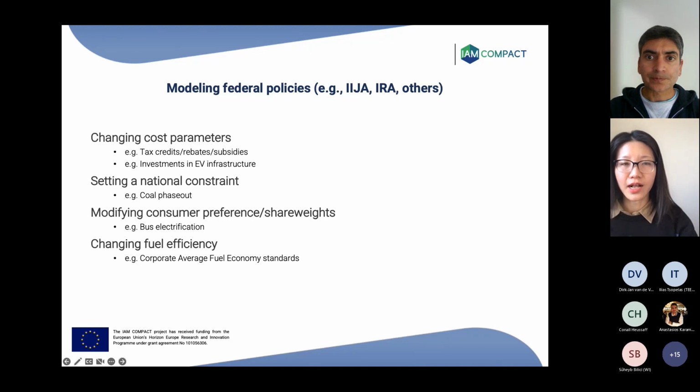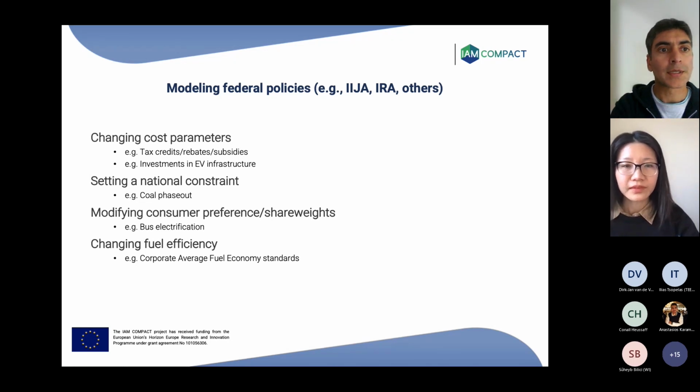For example, for bus electrification and heat pumps in buildings with incentives, consumers will be more likely to move towards those technologies. Another example is fuel efficiency in the transportation sector, where we have the CAFE standard, under which all the new cars on the road will increase their fuel standard along the years.